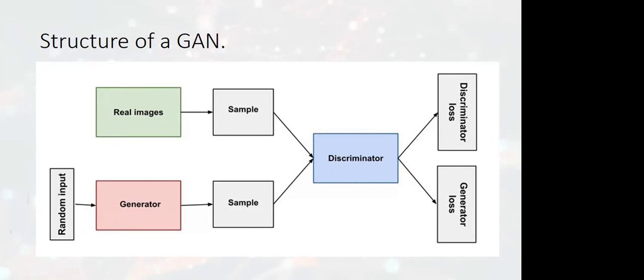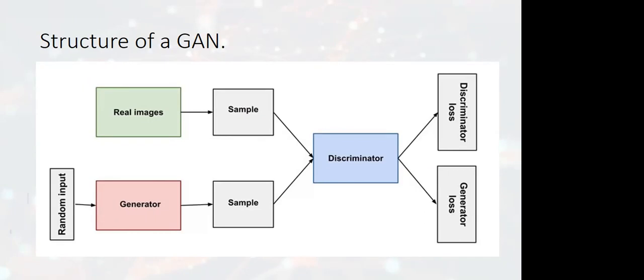Oh yes, both G and D are neural networks. Totally. They could be convolutional neural networks or fully connected networks. So that's the essence of it. We get to build over what we've been learning so far.